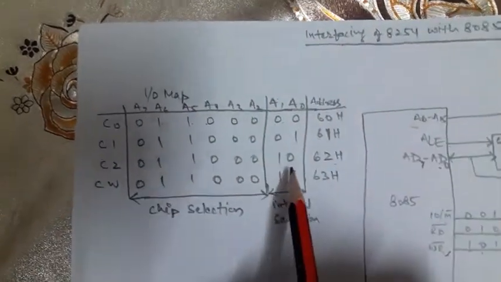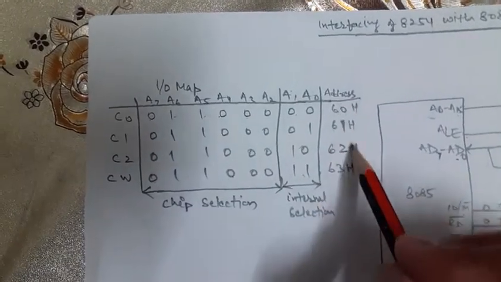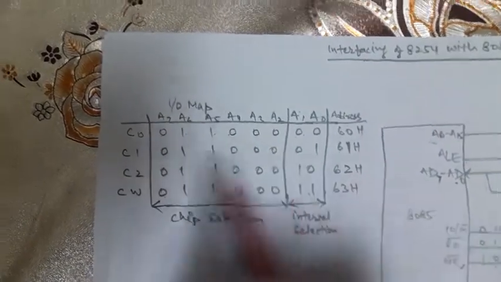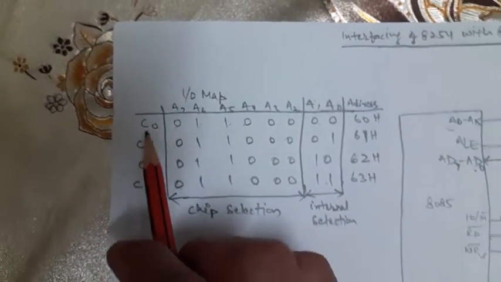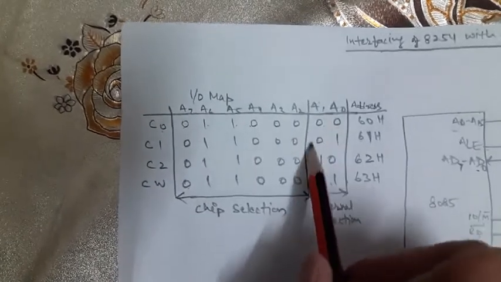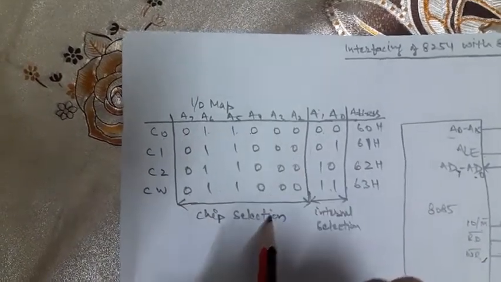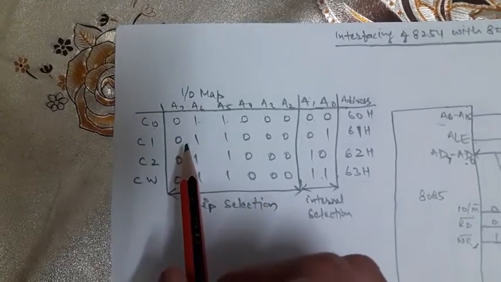Okay, now see here, 60, 61, 62, 63 are the different addresses which I have taken for counter 0, counter 1, counter 2 and command word respectively. So these lines are used for internal selection and these lines are used for chip selection. Okay, so how do we select a chip?